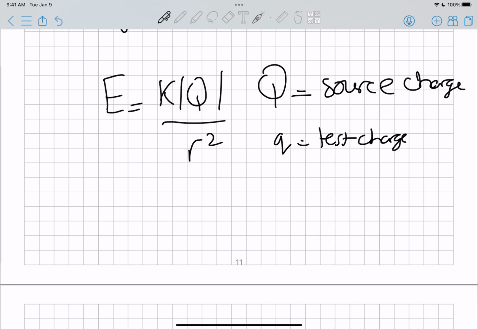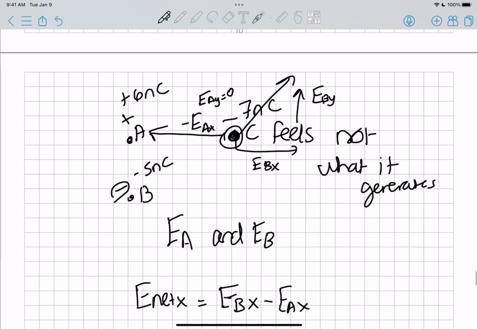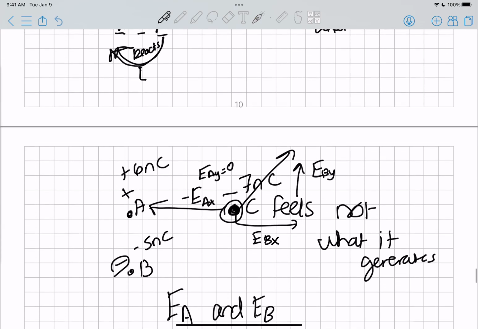So once again, this shows you that the electric field at that point is only dependent on the other charges generating the field, not the charge at that point. This r here as well is the direct distance between each point, right?